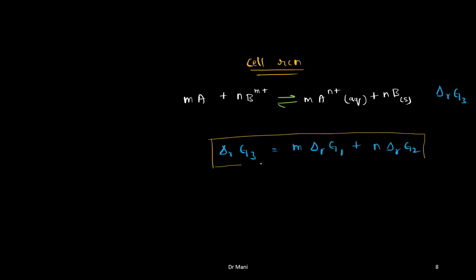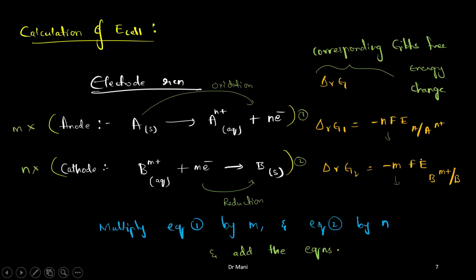Once again I'm explaining, please listen carefully. I'm trying to calculate E cell. First I need to balance. This is the reaction that is happening at the anode, and this is the reaction that is happening at the cathode. If you see, the number of electrons released at the anode is different; I denoted it with N. The number of electrons at the cathode is M. Because these electrons are different, for example 2 electrons here, 3 electrons here.